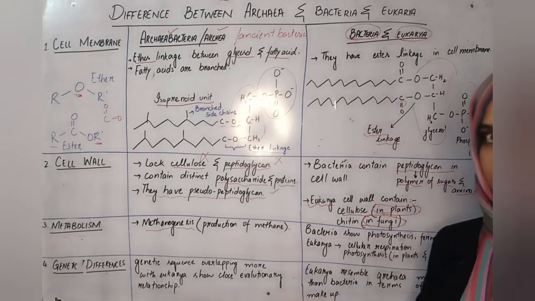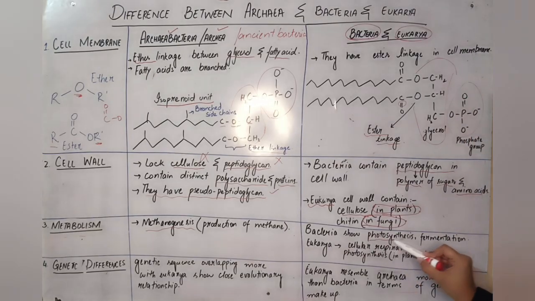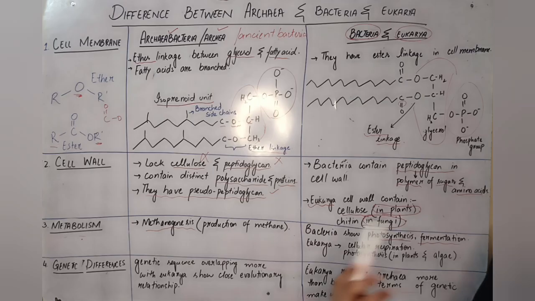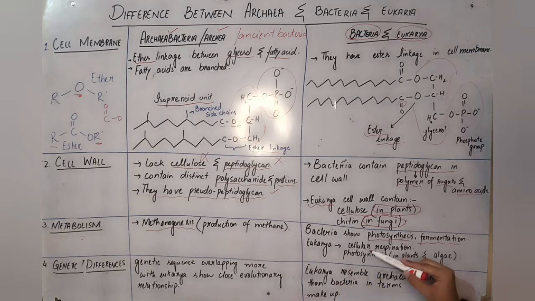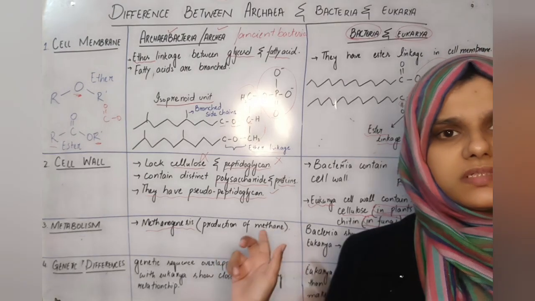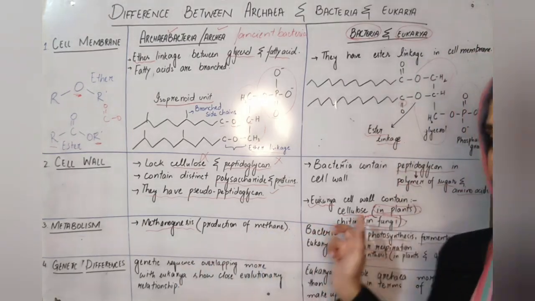Bacteria have other specific types of metabolic activities. They can show photosynthesis. Archaea cannot, but they can do fermentation. In Eukarya, you see more complex metabolism because they are eukaryotes. They show cellular respiration for energy generation, and they show photosynthesis in plants and algae. So this is the third difference between Archaea and domains Bacteria and Eukarya.